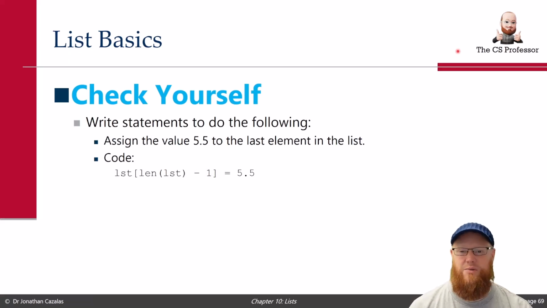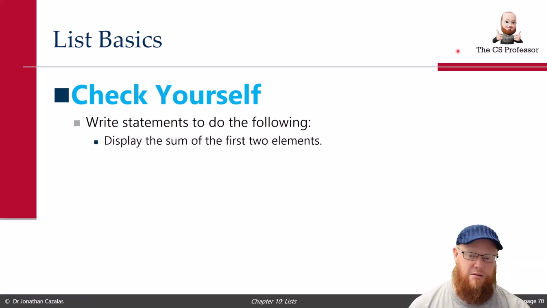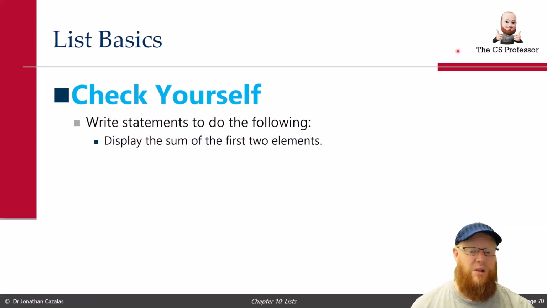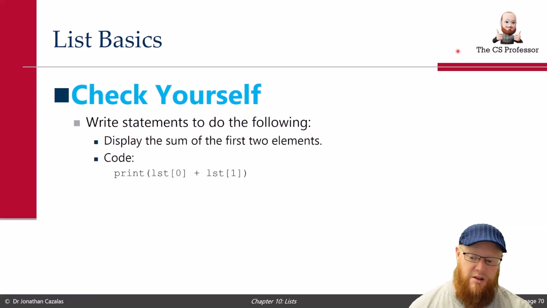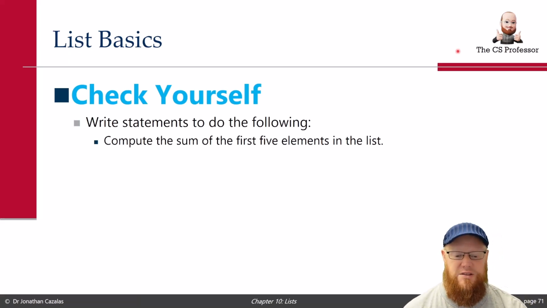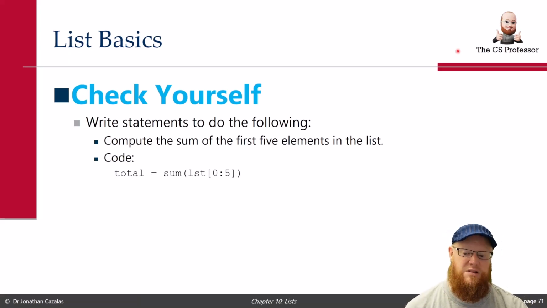Assign the value 5.5 to the last element in the list. We could have done that with a positive index, but it's better to use negative indexing. In Python, may as well take advantage of Python to use negative indexing. Display the sum of the first two elements of a list. That's it, 0th element plus the first element. Compute the sum of the first 5 elements in a list. It's that simple. Look how cool that is.